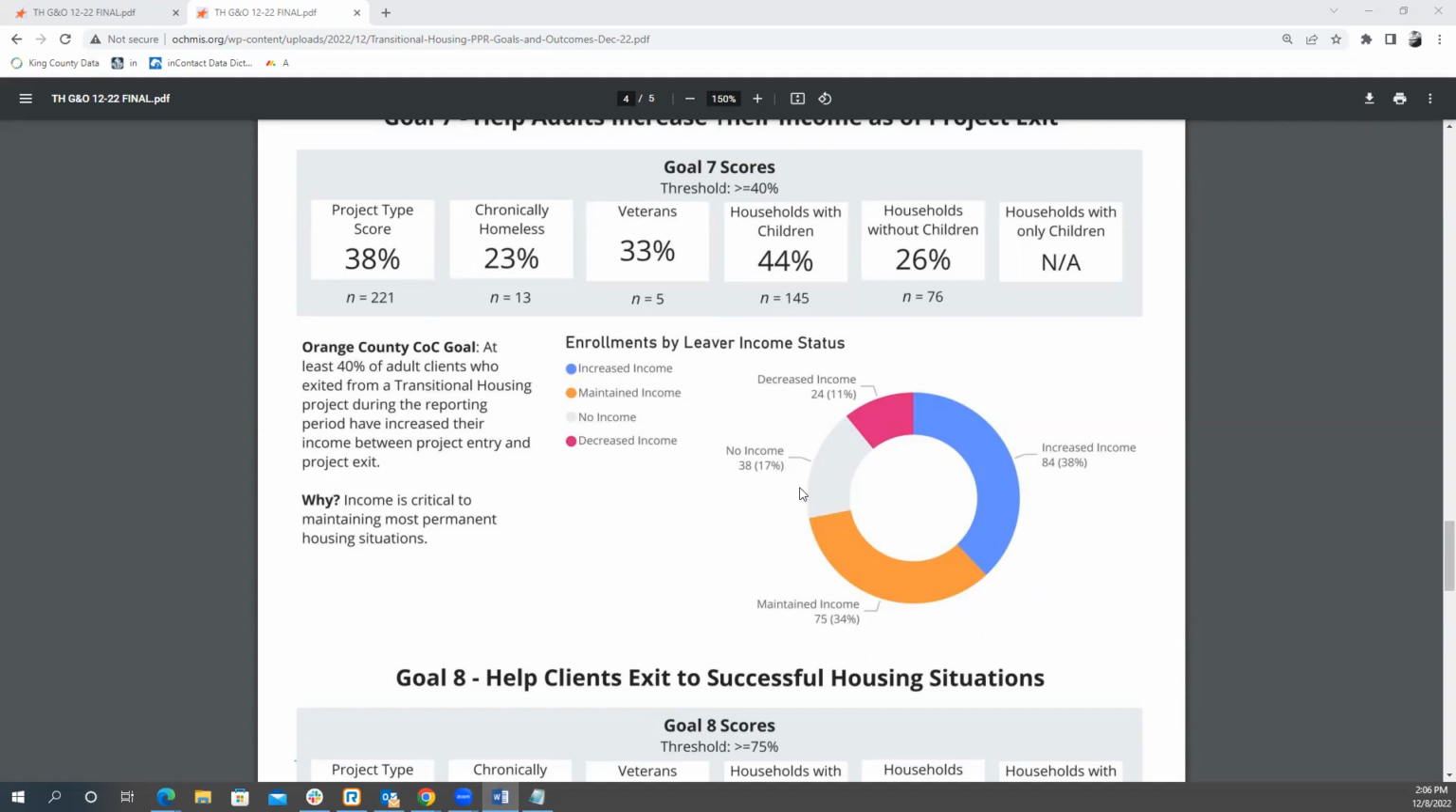And if needed, check in with your clients during their enrollment, complete that annual assessment if they've been there at least a year, to try and capture that income data.